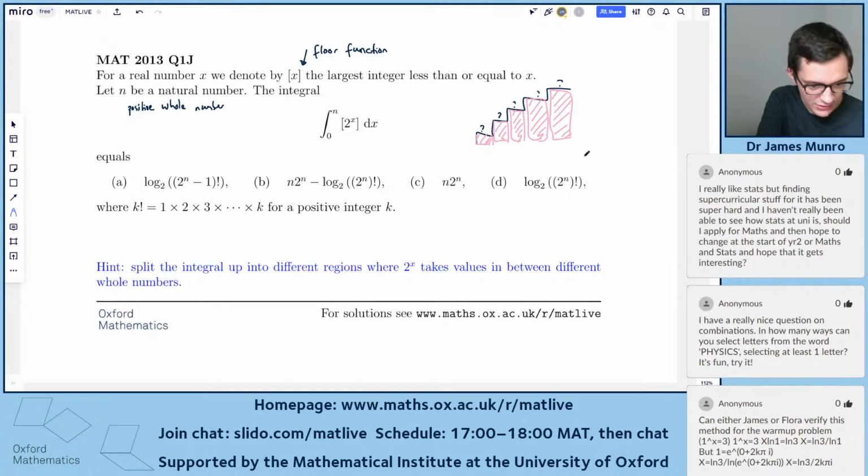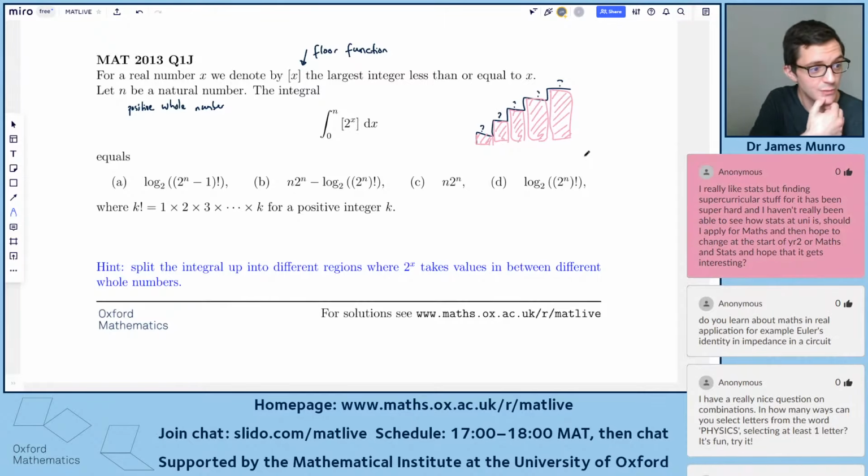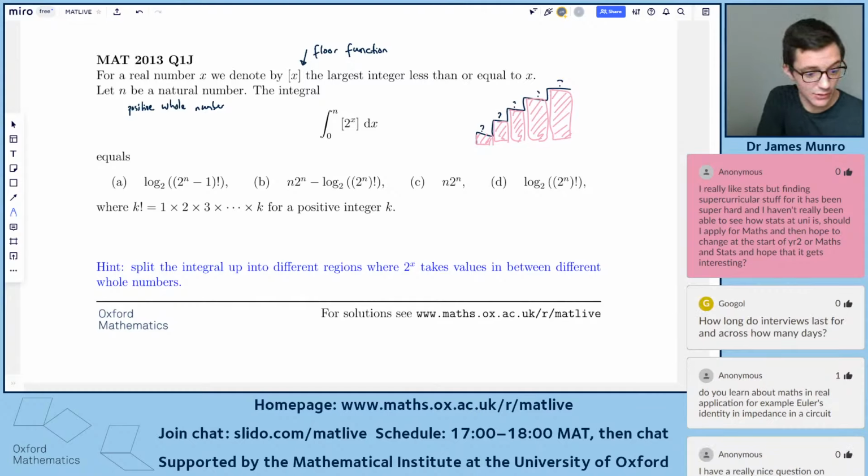Supercurricular, change at the start of your second year of maths and stats. Yes, we can't promise in advance that you can swap courses. In practice, some people do, but it's always in discussion with their college and the tutors at their college whether they can swap onto the maths and stats course. It depends a little bit on teaching in the college as well.